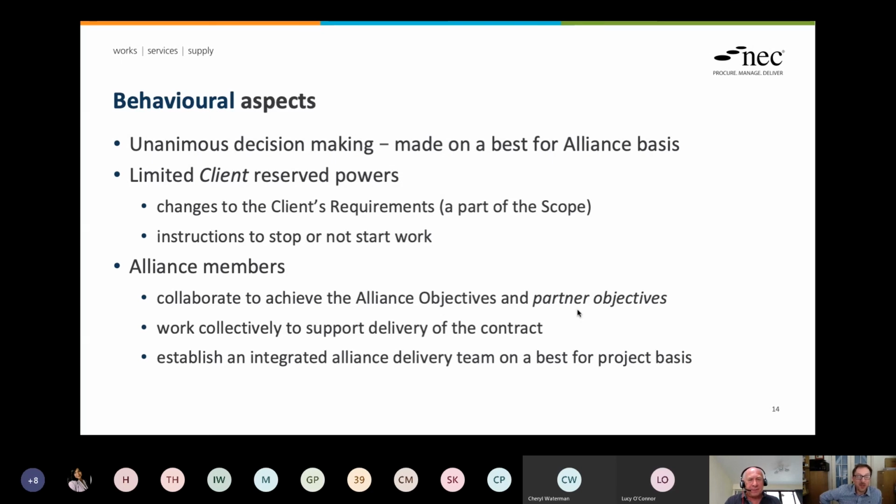Alliance members, of course, they are working together to ultimately achieve the alliance objectives and their own partner objectives. So, of course, the alliance objectives, generally speaking, we talked about this, set by the client, perhaps with some input from the alliance members. But the partner objectives, presumably, they come when they join the alliance. They come with their own set of objectives, and that's the intention there, Rob. Yeah, that's right. It's two to tango, isn't it?